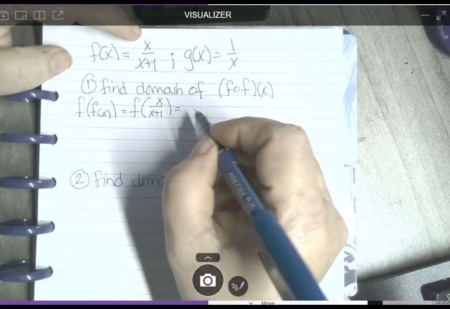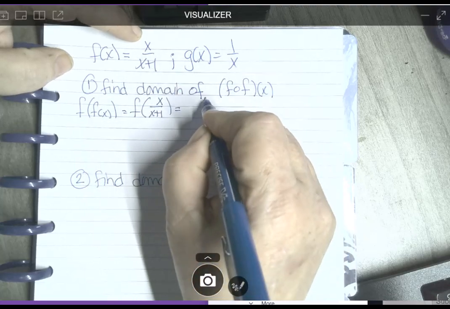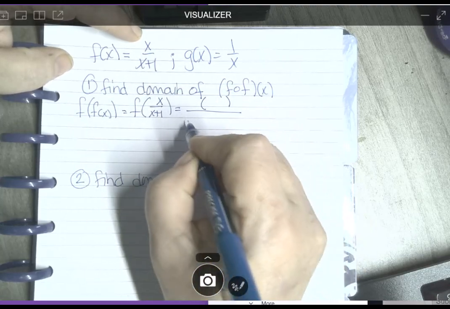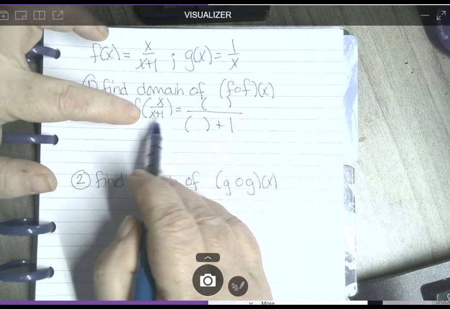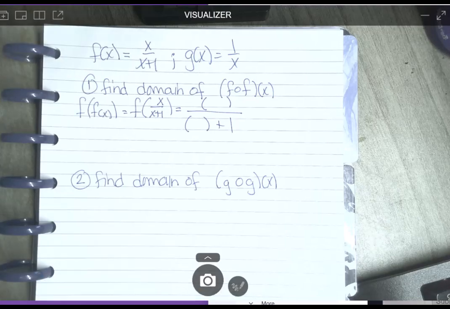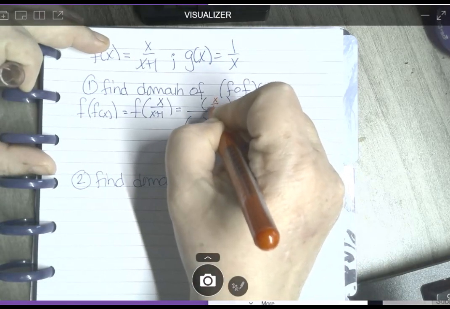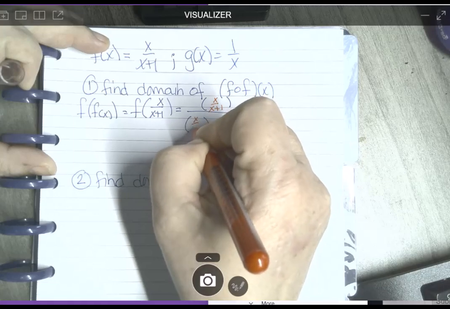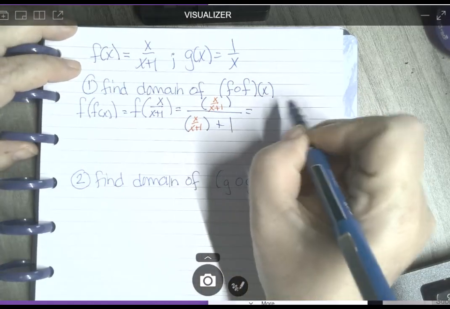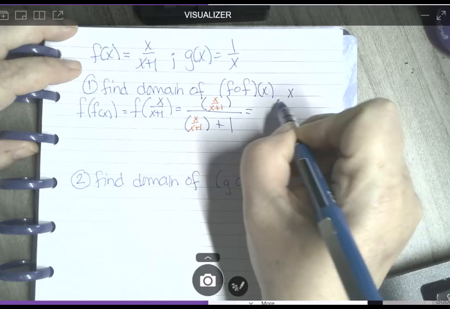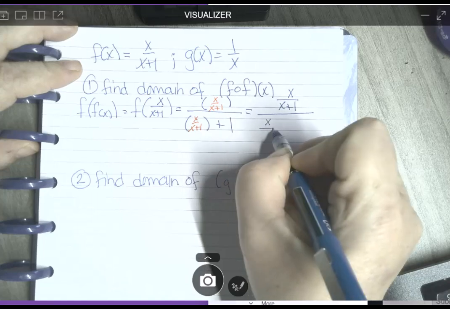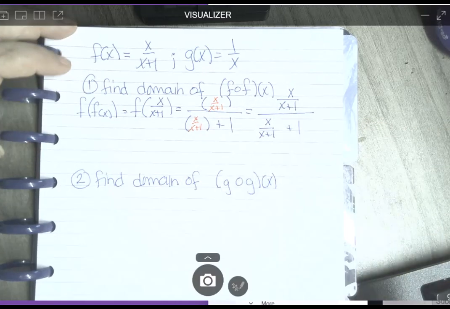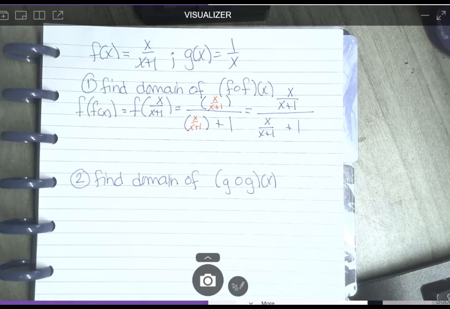But what we're going to do is rewrite my function, putting parentheses everywhere I have a variable. Now I'm going to put this in for each variable. So I'm going to have x over x plus 1, and we're going to have x over x plus 1 all over x over x plus 1 plus 1. Yuck! Yeah, that's crazy. And we're going to need to simplify it.